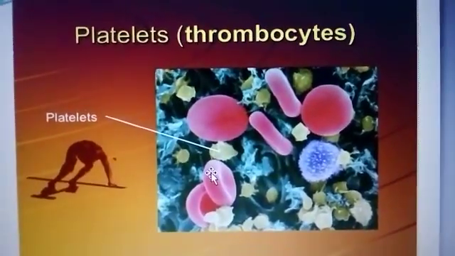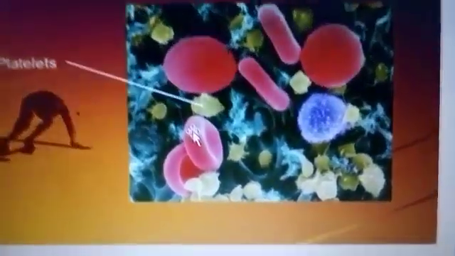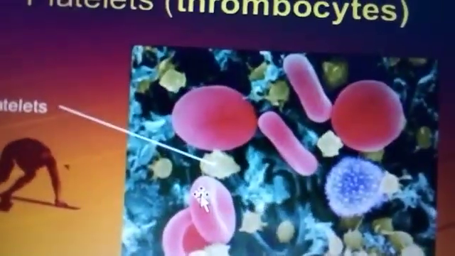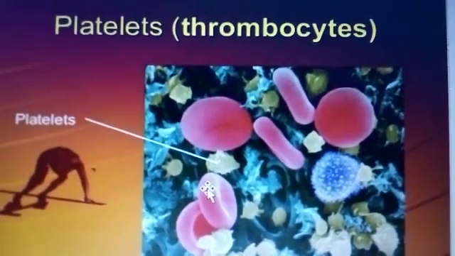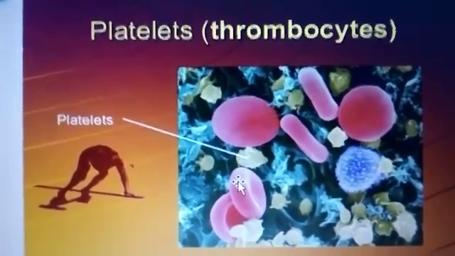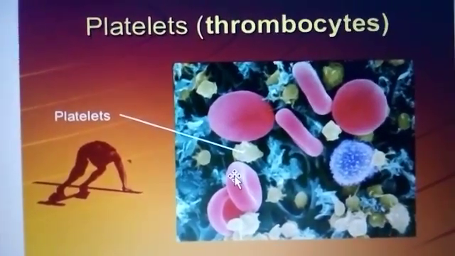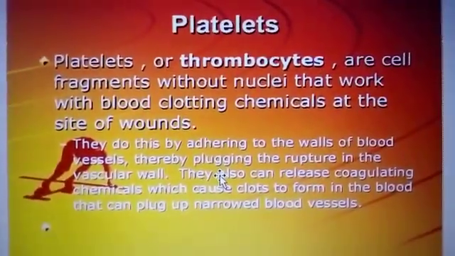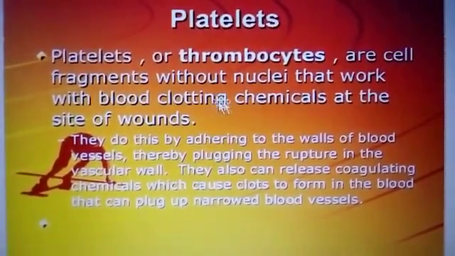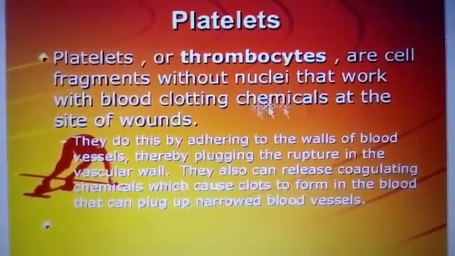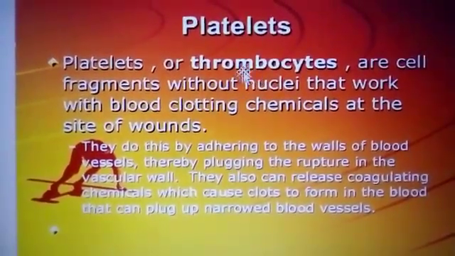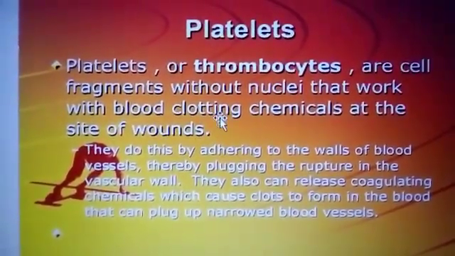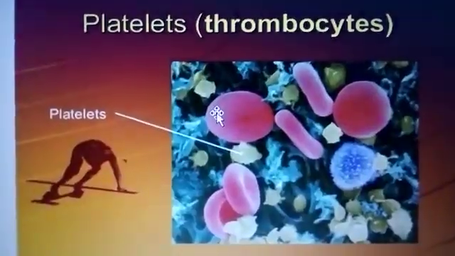Next is about platelets. You can see in between the red blood cells and white blood cells there are some broken pieces of blood cells. These broken pieces are known as platelets. These are cell fragments without any nucleus that work in blood clotting. So what is the main function of these platelets? Blood clotting. Now let us go back to WBC cells.